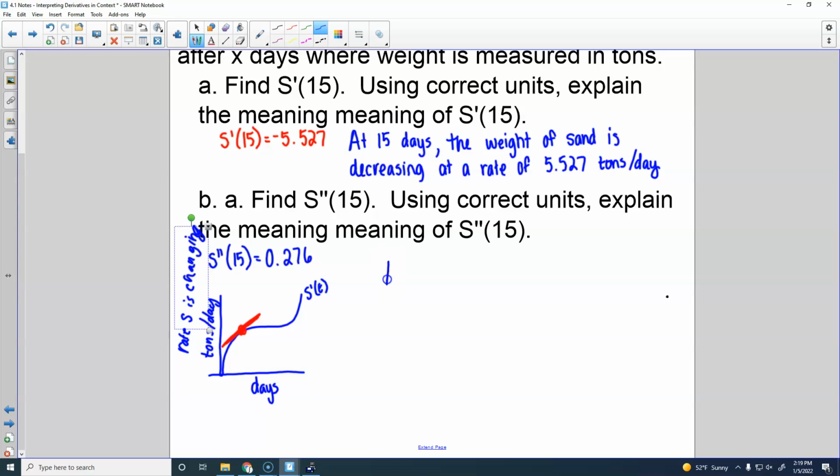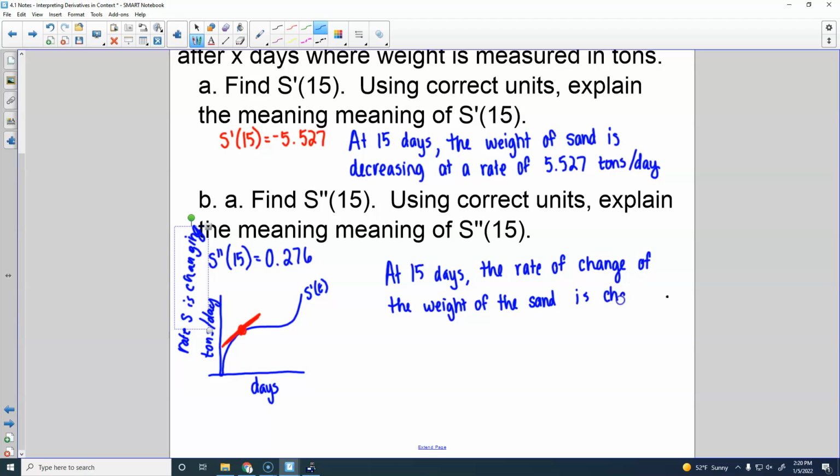So, you have to say at 15 days, the rate of change of the weight of the sand is, you could say increasing, I'm going to use changing this time, is changing, or you could say increasing since it's positive, at a rate of 0.276 tons per day.